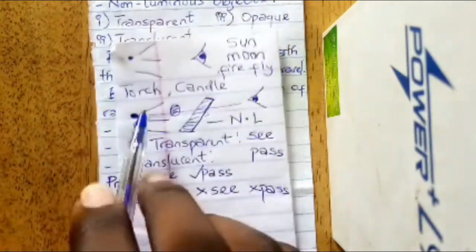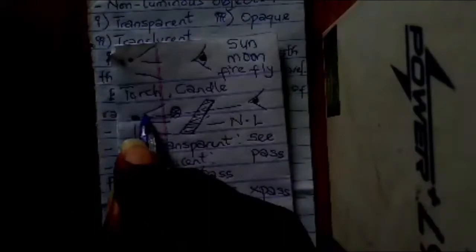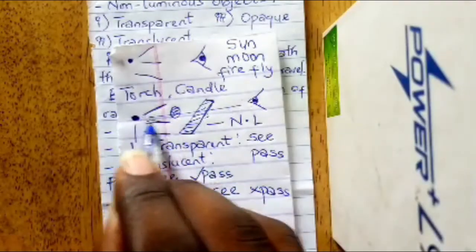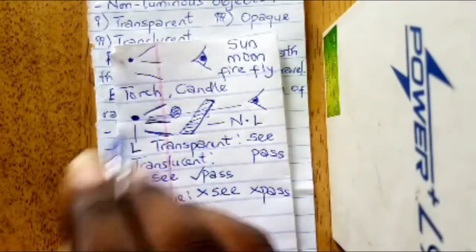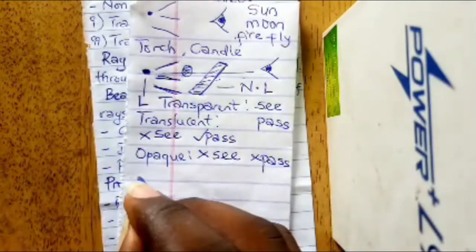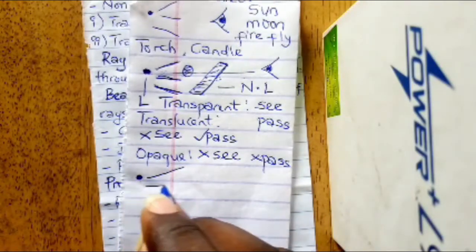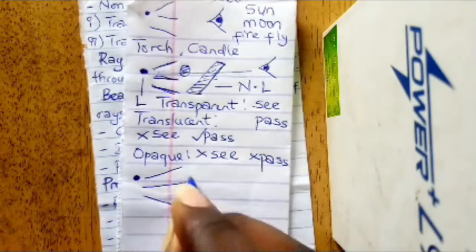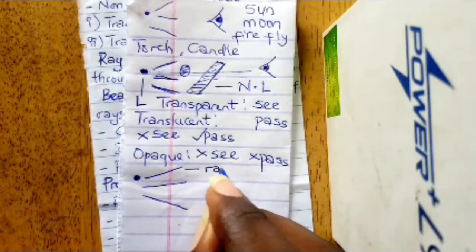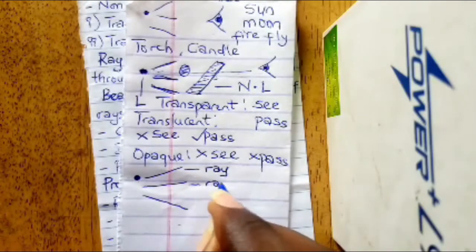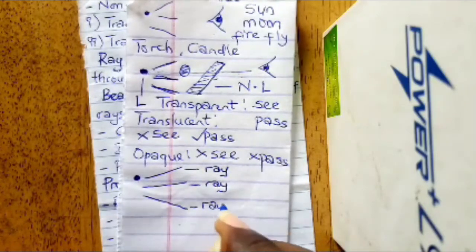Like I said, in this system, you have a source of light and you have the path through which it travels. Now the path through which light travels is what we refer to as the ray of light. And this is a ray. This is also a ray of light, and also this is a ray of light.